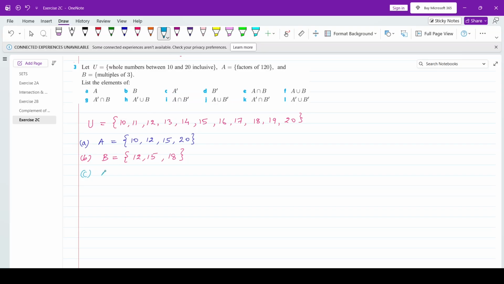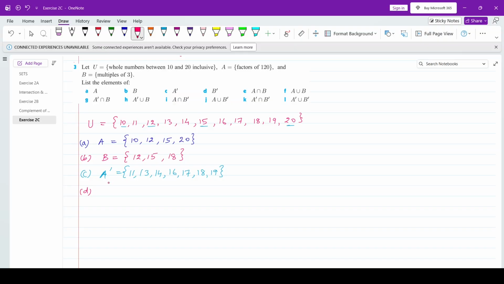Complement of A or A prime. The complement of A will be the elements of U that are not present in A. So what are those elements? We can see 10 is present, 12 is present, 15 is present, and 20 is present. So A complement will be a set of 11, 13, 14, 16, 17, 18, and 19.